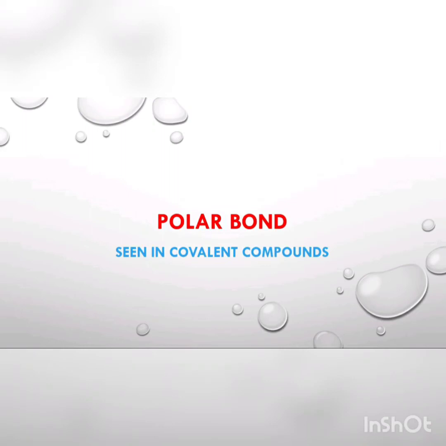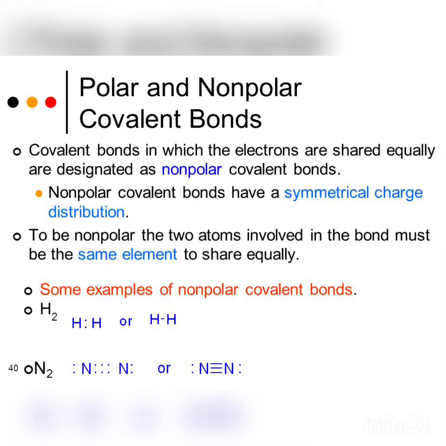Polar bonds seen in covalent compounds. Covalent compounds could be further divided into polar covalent compounds or non-polar covalent compounds. Let us first see the non-polar covalent compounds. Non-polar covalent bonds have a symmetrical charge distribution.